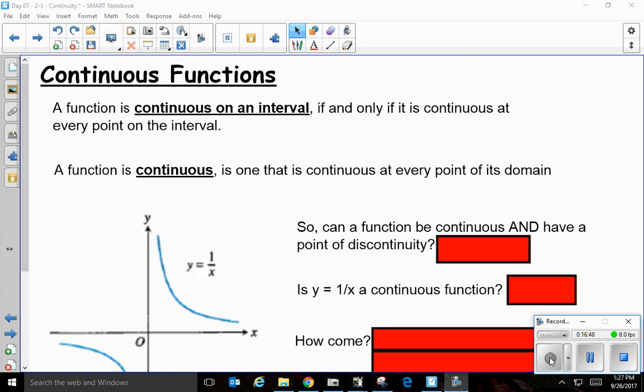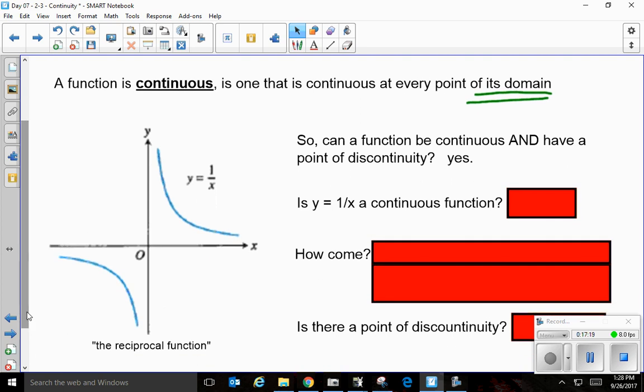Now, here's the million-dollar question. Can a function be continuous and have a point of discontinuity? It actually can. Let me explain to you one of the rare instances, okay? Because the big thing is, it has to be on every point of its domain. Let's take a look at 1 over x. There's obviously an asymptote going right down the y-axis. So you're like, well, there is a point of discontinuity, but the function can still be considered continuous as long as it is continuous at every point on its domain.